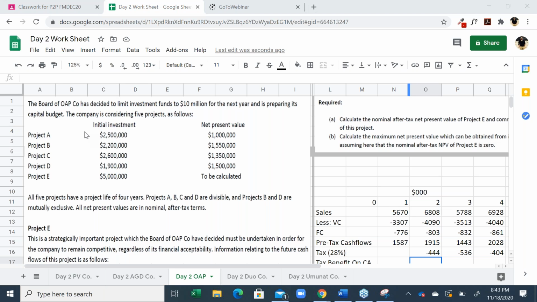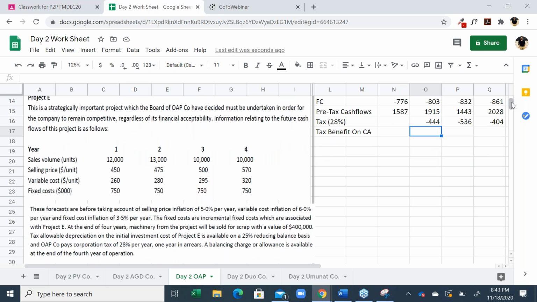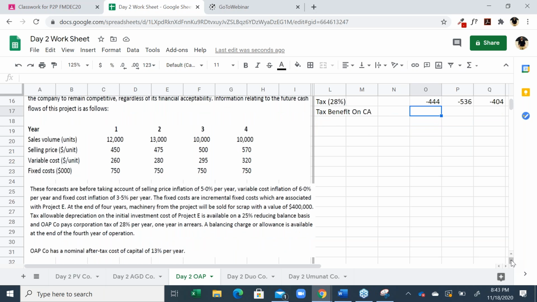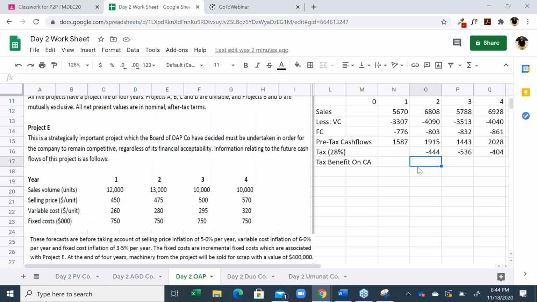So few people want to take a screenshot of the question. I've just displayed part of the question. Just take a screenshot of this part and I will drag it down so that you can take a screenshot of the second part as well. So now go ahead and calculate tax benefit on capital allowance.